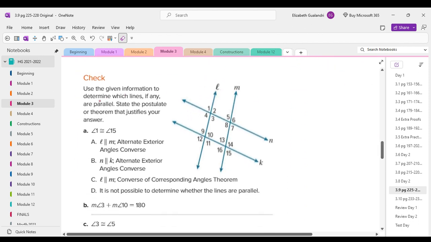So this says use the given information to determine which lines, if any, are parallel. State the postulate or theorem that justifies your answer. So in this picture, it seems that L and M are parallel and N and K are parallel. We don't know if that's actually the case.